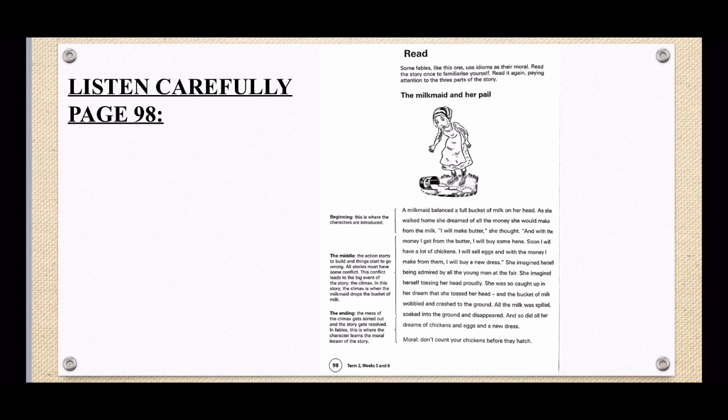I would like everybody to please open up the textbooks to page 98. It reads, some fables, like this one, use idioms as their model. Read the story once to familiarize yourself. Read it again, paying attention to the three parts of the story. So here we have a fable. It's called The Milkmaid and Her Pail. I will read through the story and then we will discuss it afterwards.